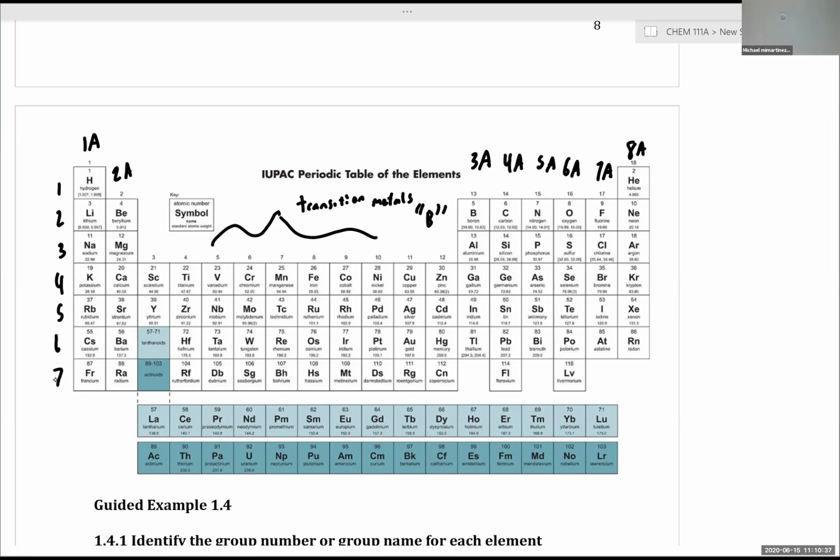This is the periodic table that you'll be provided for all exams, and it's one that I want you to be familiar using for all exams. The reason being is that this is very similar to the periodic table provided on the ACS. This is the IUPAC periodic table, which is pretty standard for most exams and courses in chemistry.